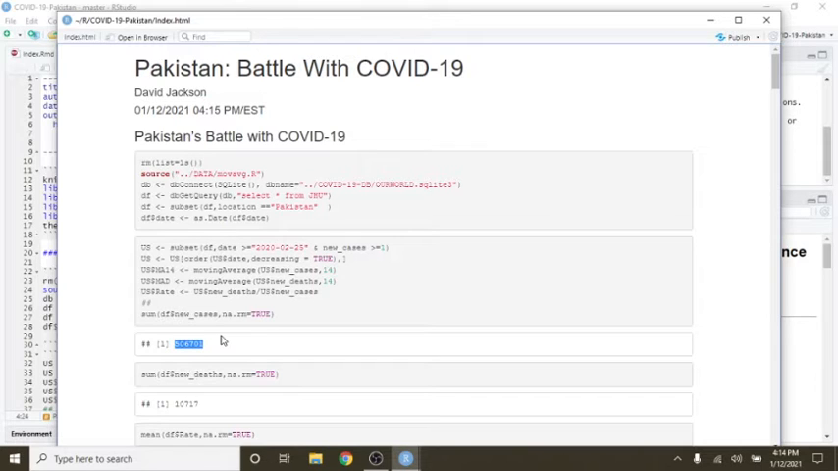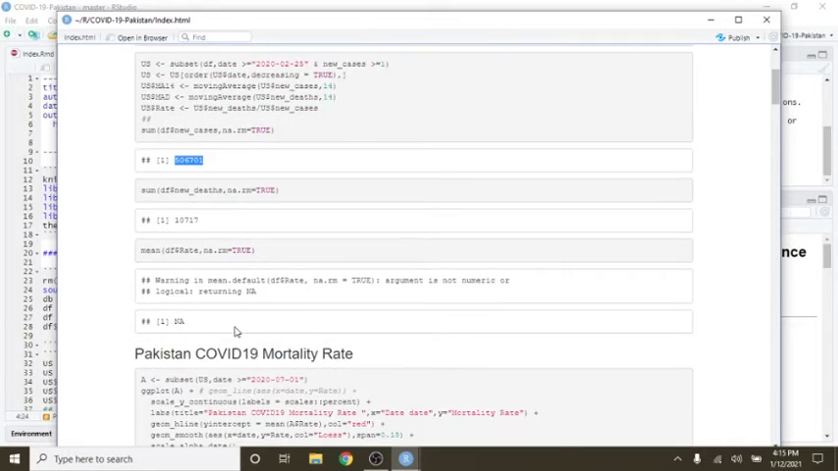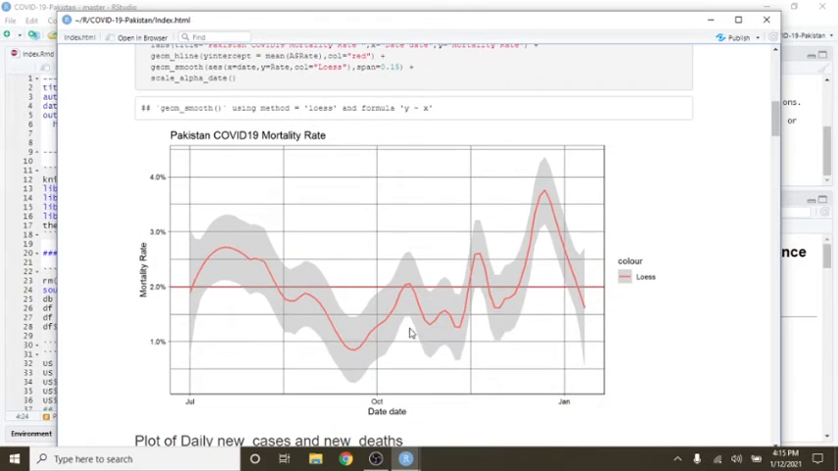Currently Pakistan has a total of 506,701 cases, but only 10,701 deaths. Let's take a look at mortality. You can see right here, this may be the best news of the day. Your mortality rate has continued to fall below average. The red line is average, so you're below 2% mortality rate.